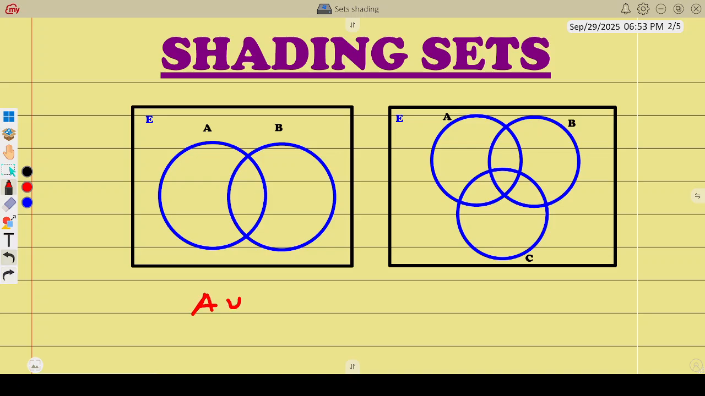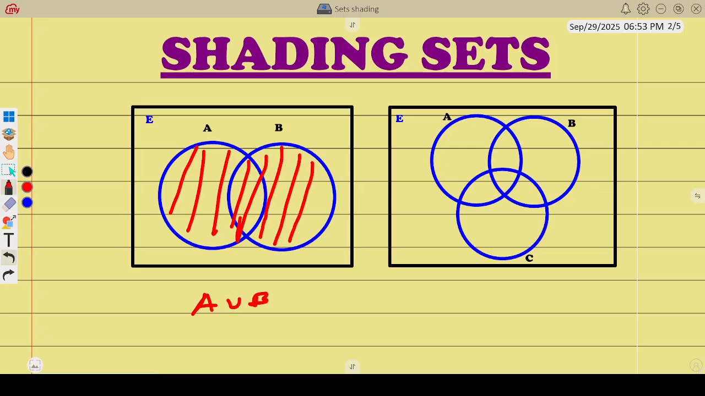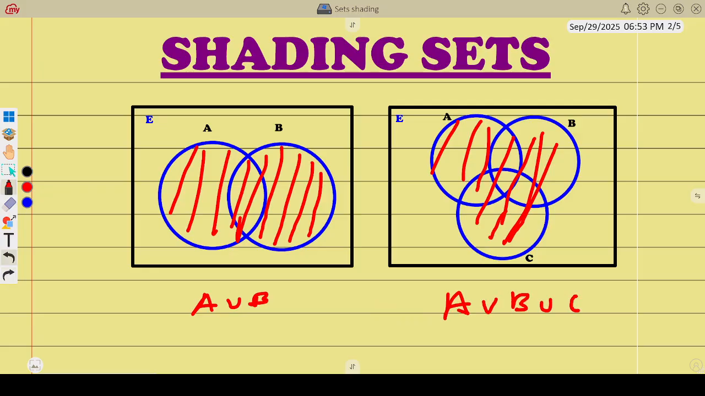Let's go to something interesting. What if they say A union B? Here again, no thinking. You just shade everything in A and B. So this is how you shade. You can shade in either direction. You can slant like that. So this is A union B union C. You've seen it's very easy.